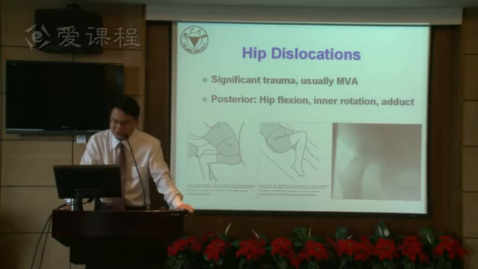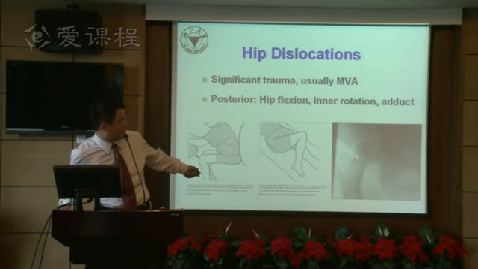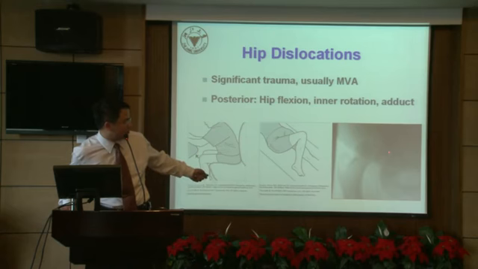And if you image the dislocated hip, you will have something like this. The femoral head is dislocated posteriorly relative to the acetabulum.